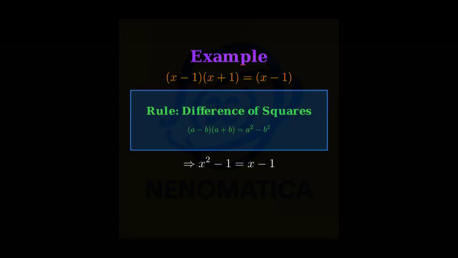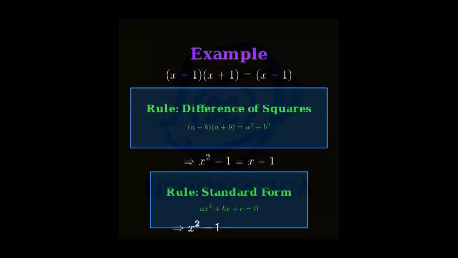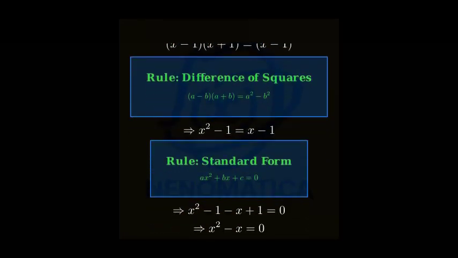Now, let's rearrange the equation to standard form by moving all terms to one side. We get x squared minus 1 minus x plus 1 equals 0. The plus 1 and minus 1 cancel out. So we have x squared minus x equals 0. Next, we can factor out the common term x from the equation. This gives us x times x minus 1 equals 0.